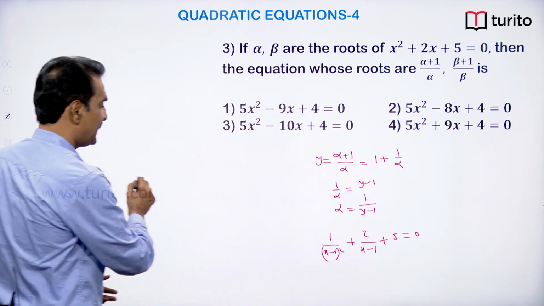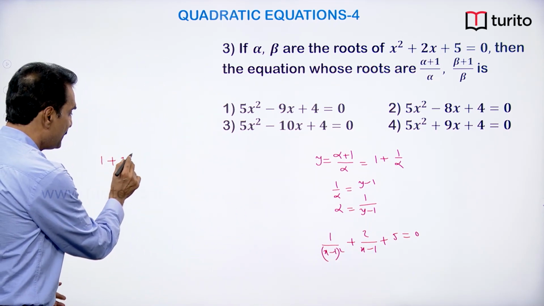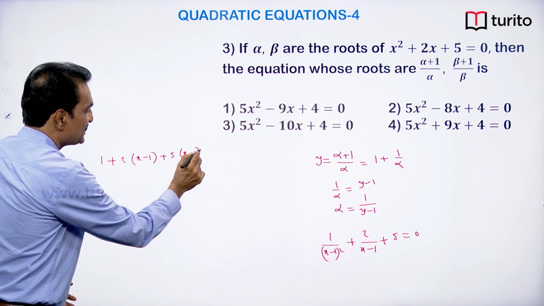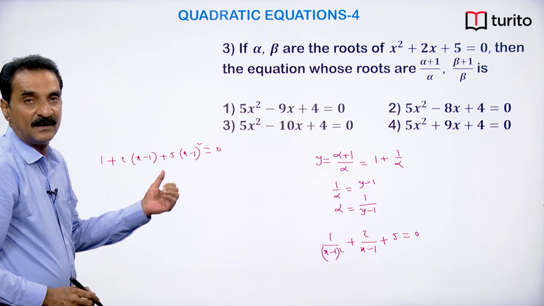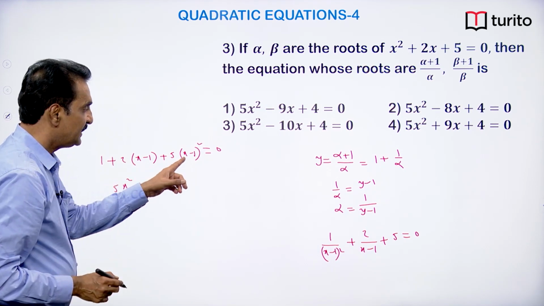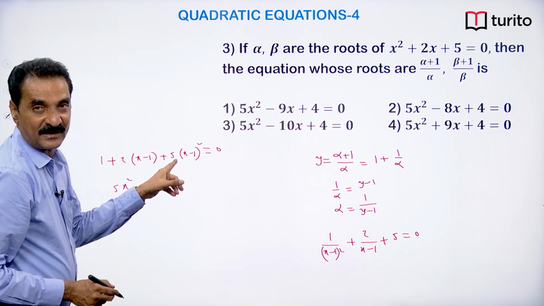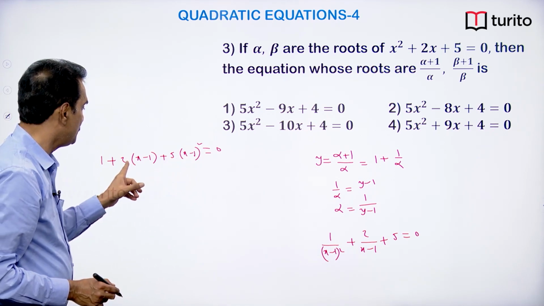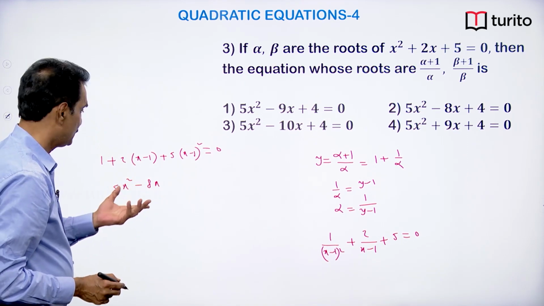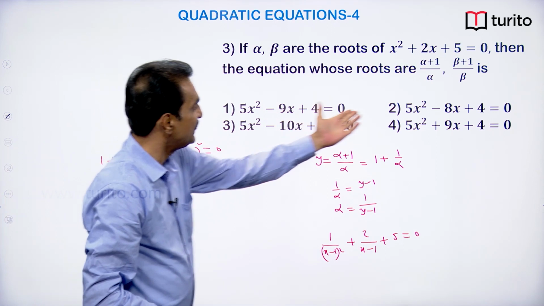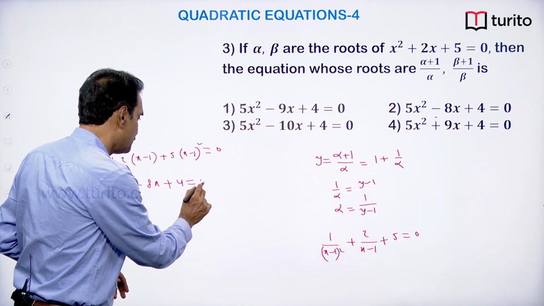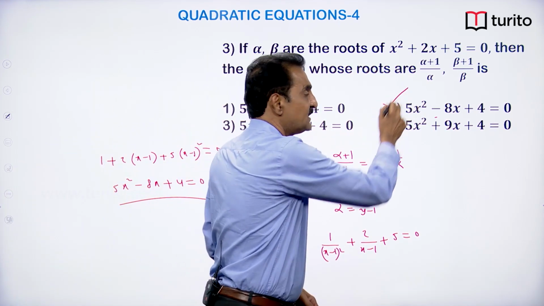Multiplying by (x minus 1) whole square, you will get 1 plus 2 into (x minus 1) plus 5 into (x minus 1) whole square is equal to 0. First, second degree term is 5x square. Here you will get minus 10x, coefficient of x will be minus 10 plus 2, so minus 8x. No need to calculate the constant because only one option is matching, the second option. So automatically you will get plus 4 is equal to 0. So, correct answer is second option.